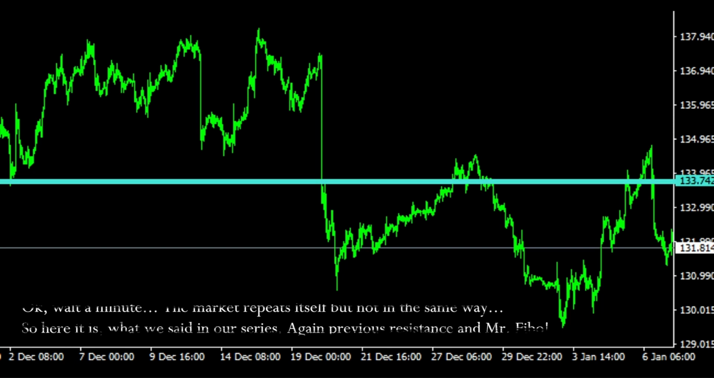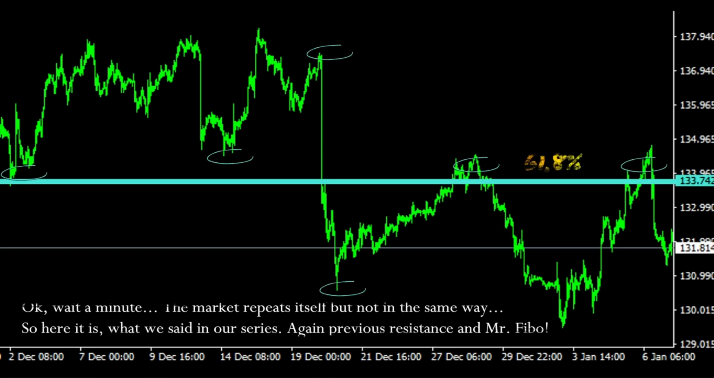In this example, we have an area of resistance. Now let's add our Mr. Fibo there. Ta-da! A beautiful trade. You will find the relevant support and resistance levels video in the description.